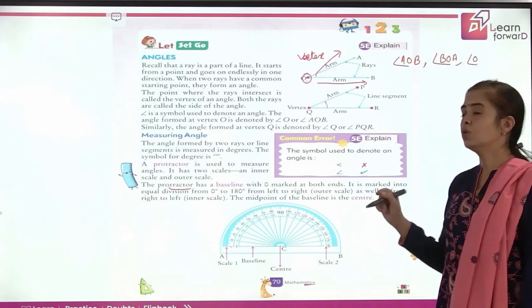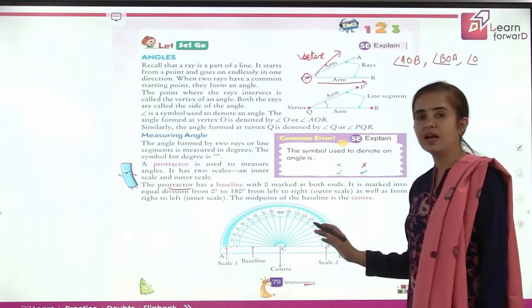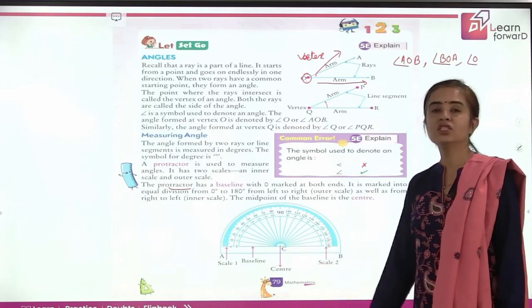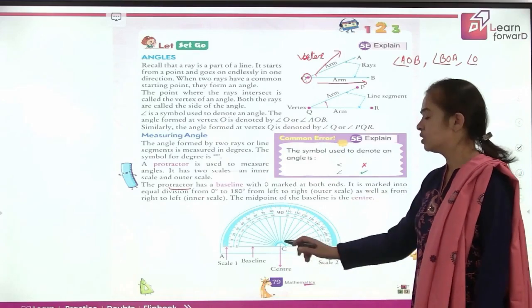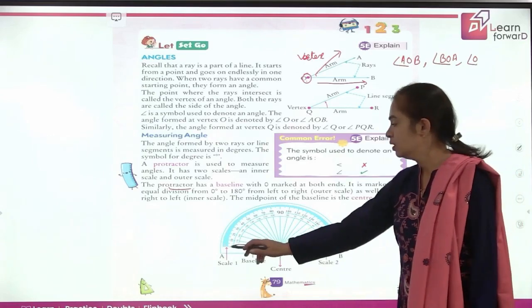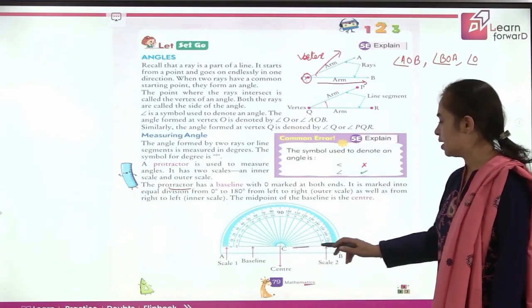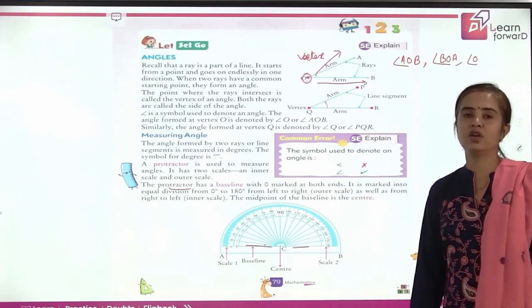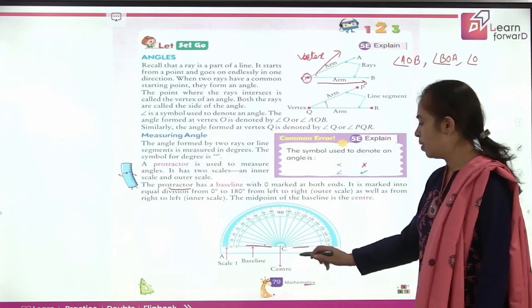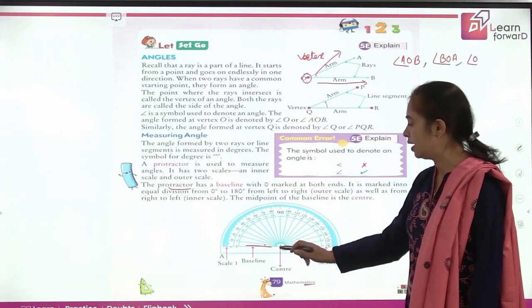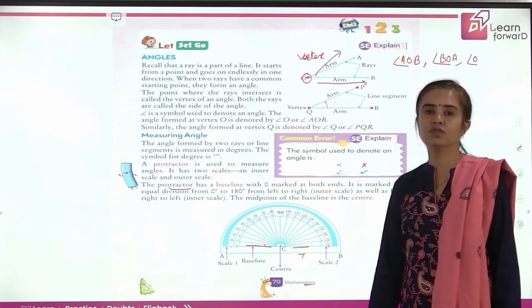Okay. So, how do you measure them? Let's first understand this protractor. This point is called the center of your protractor. What is this called? This is the center of your protractor. Now, there is a line, this line. This is called the baseline of your protractor. Not about this. I am not talking about this. I am talking about the line where you have the center of the protractor.